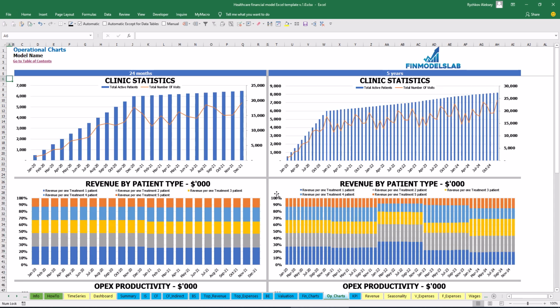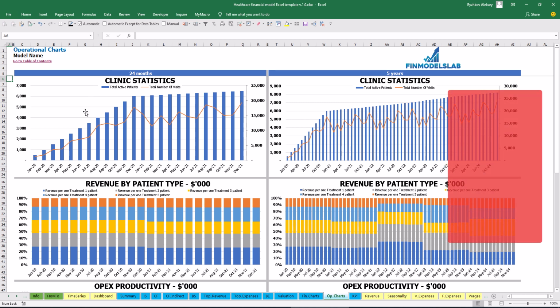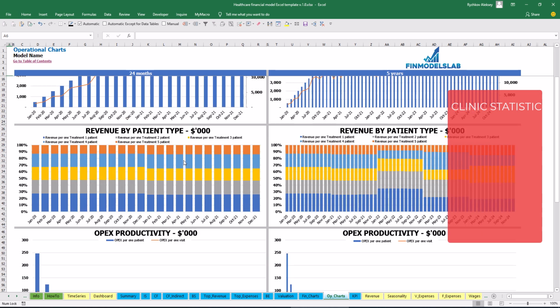On the operational charts tab, you can see also two sets of charts, the same breakdown by 24 months and by 5 years. On the top you may see the general clinic statistics, which is total active patients and total number of visits by months.